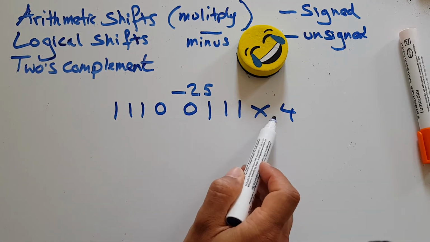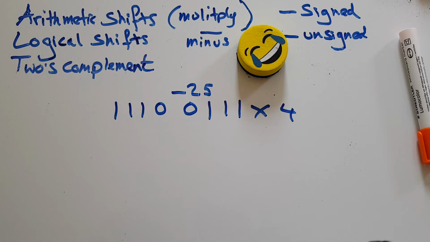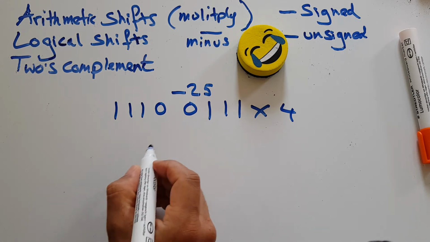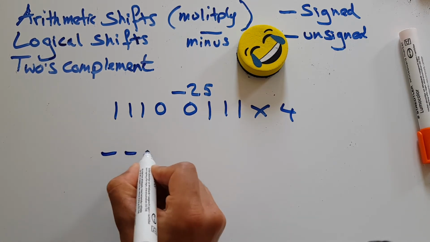And I'm multiplying it by 4. Okay, so how do I do that? So step number 1, write out the place values.